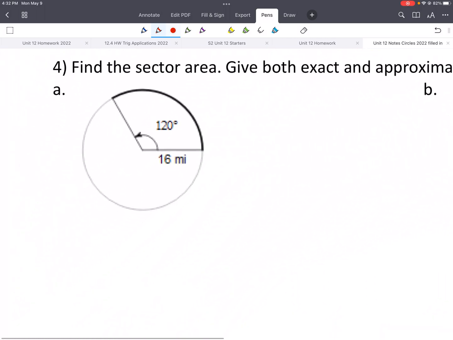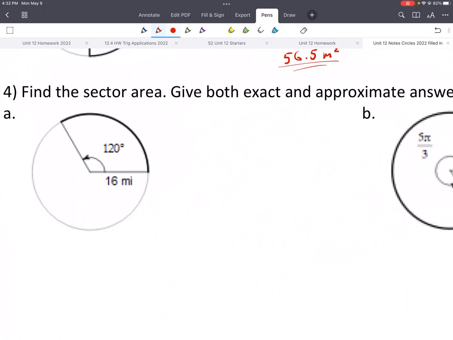All right, so let's do one of each of those as well. We've got the fractional part, so 120 degrees over 360, that's the fraction of the area, and we'll multiply it by pi r squared. Same sort of thing, 120 divided by 360. It looks like it's a third, so if you realize that, you could probably just go 1/3. Okay, and then we're going to multiply it by 16 squared.